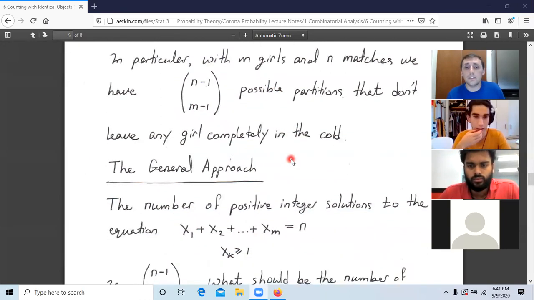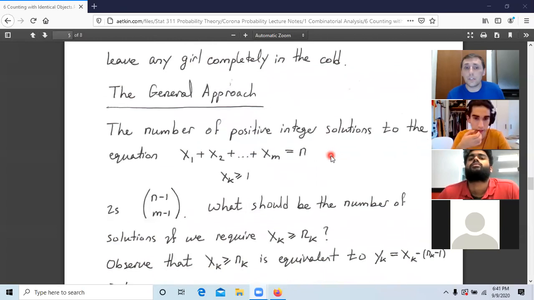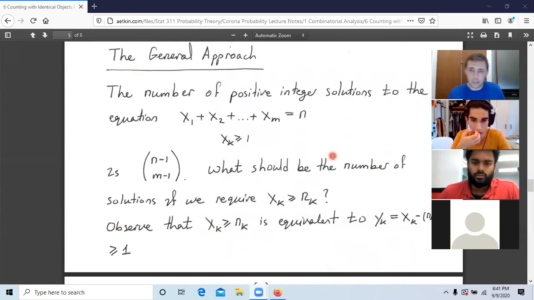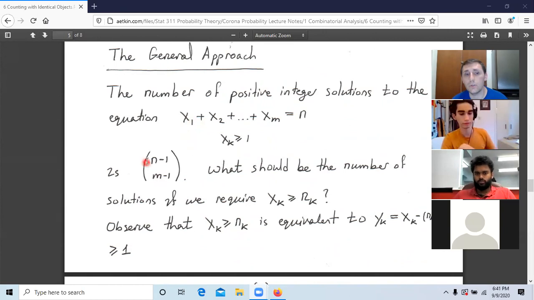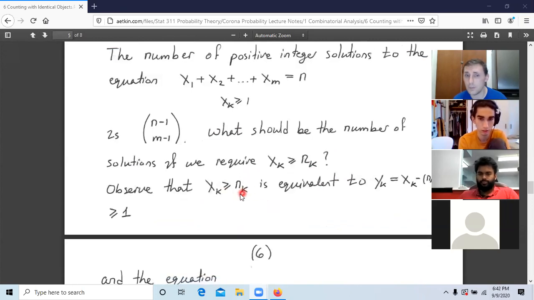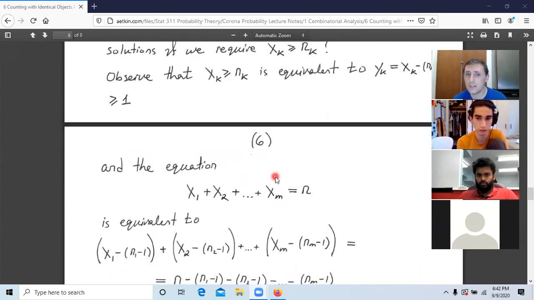And here is the general approach, okay? The general approach is, what do you do if, let's say, you are asked to solve an equation, to find how many solutions are there to the equation x1 all the way to xm equal to n, where each xk has to be bigger than some integer n sub k. How do you solve that equation? Okay, so you understand that means that x1 might be negative, might be positive, who knows, right? But there is a particular requirement which is neither 0 nor 1 necessarily.